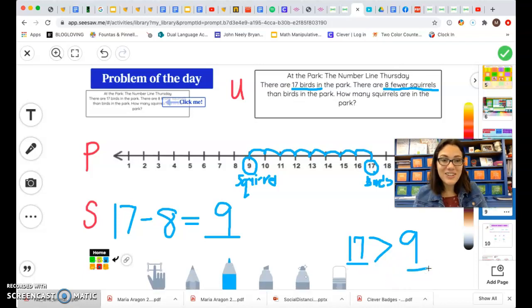All right, now it is your turn to go and solve this problem. Remember to show me your work. How can you show me your work? Underline important information. Use a picture, some type of work, and give me the number sentence.